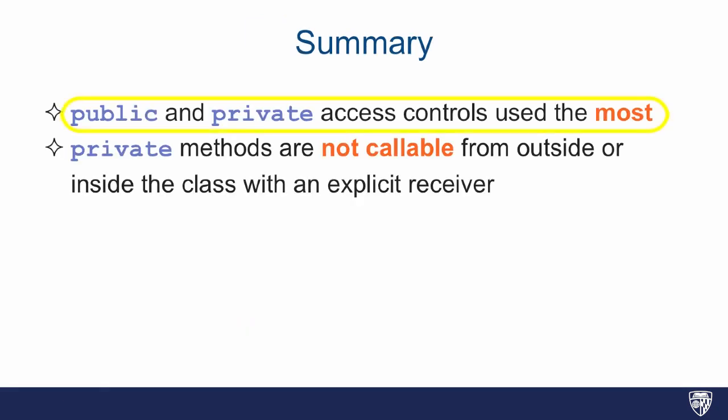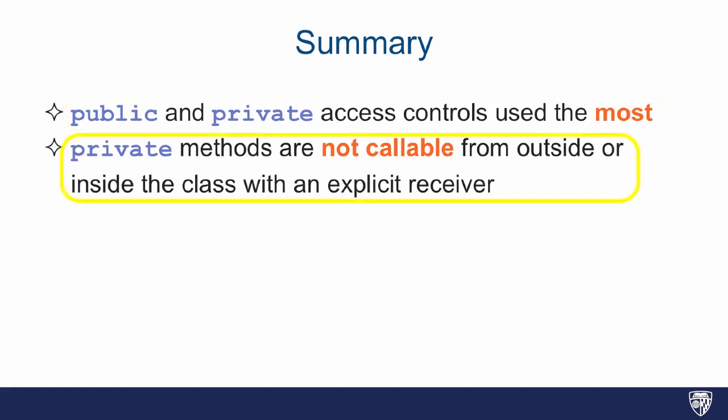In summary, public and private access controls are used the most. Sometimes you'll see protected, but most of the time you'll see people just using public, or not using anything because by default methods are public, or using private if you don't want anybody calling the methods. And private methods are very interesting in that they're not callable from outside or inside the class with an explicit receiver, and the exception to that is a setter method, a method that's trying to set a value. Those methods are allowed to be called with a receiver, as we saw.